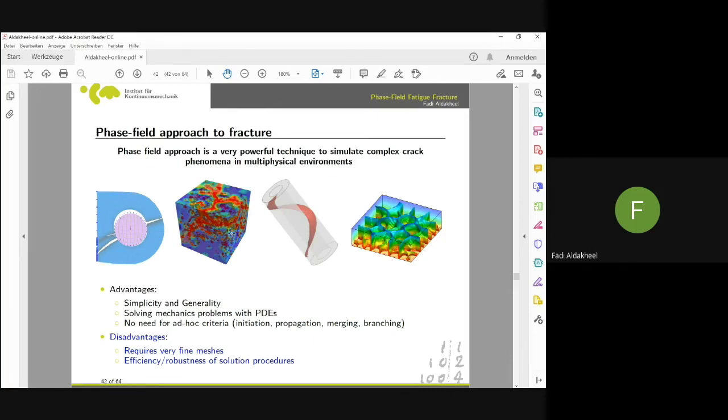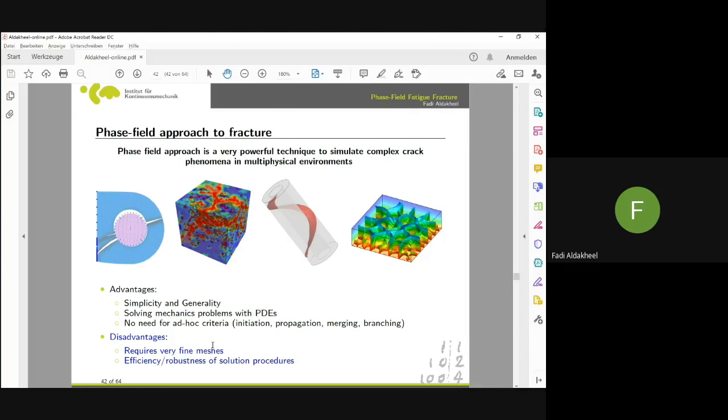It's a huge number, right? So the computation cost really, that's 2 weeks for us, even with parallel computing and so on, but it's really complicated. So the requirement for an extremely fine mesh is an issue here, and also the stability of the solution procedure. So how can one go over that?